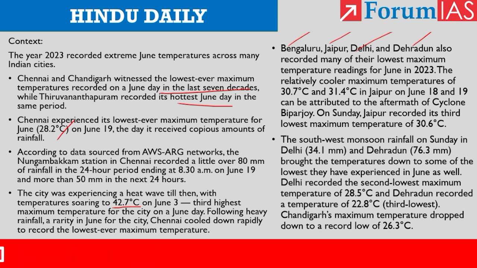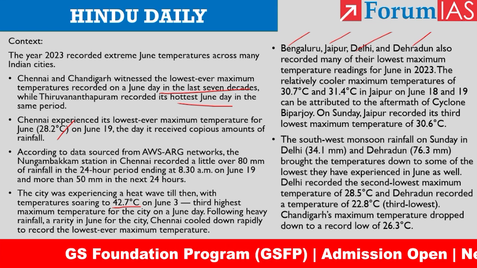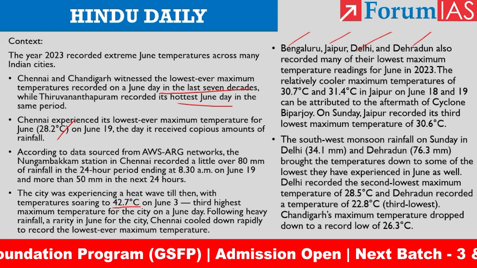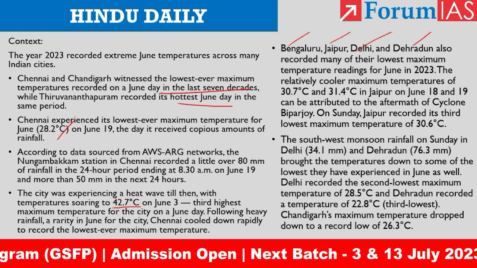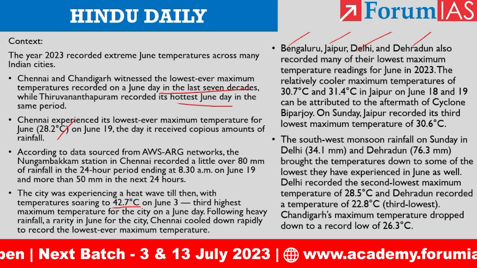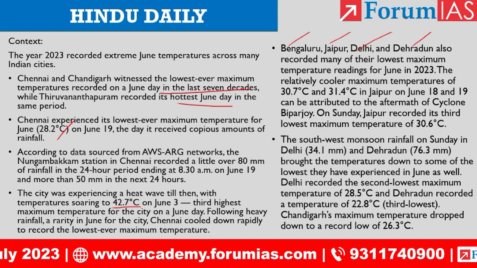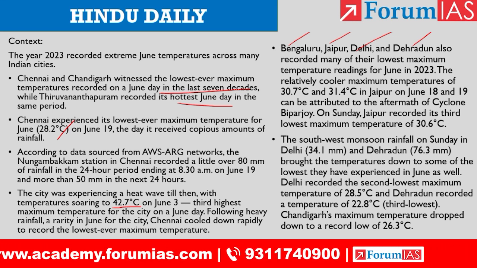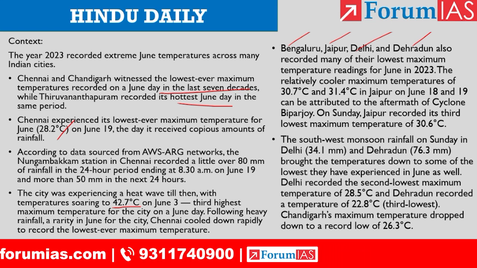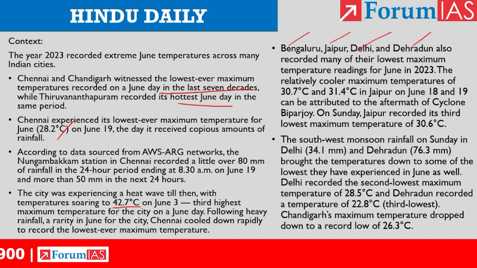So right now in Delhi, there is southwest monsoon rainfall. It got 34.1 millimeter rainfall, and Dehradun got 76.3 millimeter rainfall. Both these things brought the temperature down, and this is also one of the lowest temperatures in June. So Delhi recorded the second lowest maximum temperature of 28.5 degrees Celsius, and Dehradun recorded a temperature of 22.8 degrees Celsius. This is also very low by Dehradun standards. And even Chandigarh's maximum temperature dropped to 26.3 degrees Celsius.